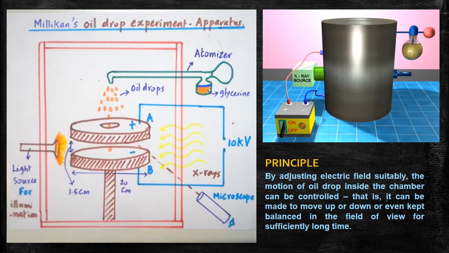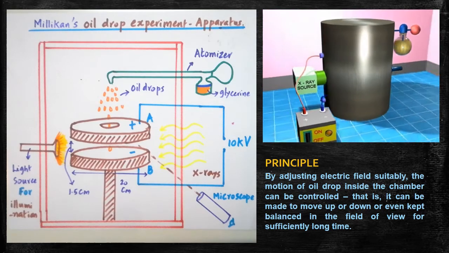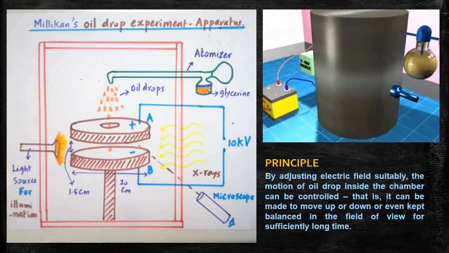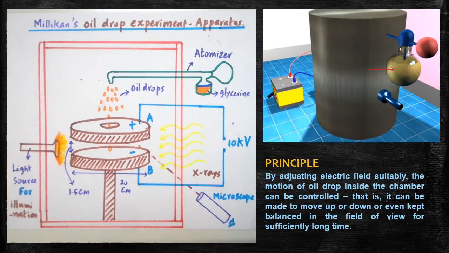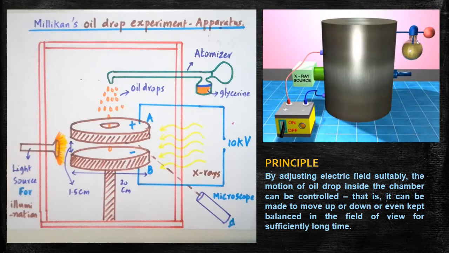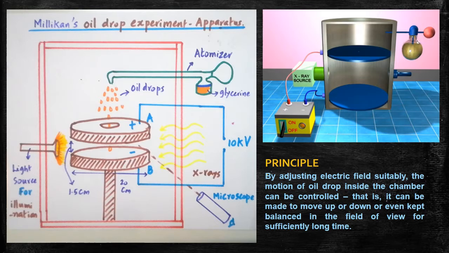A schematic of his experiment is shown here. It has an X-ray source placed over here and a high DC voltage source over here, capable of providing a potential difference ranging up to 10,000 volts. Over here is an atomizer for spraying oil into tiny droplets, and a telescope over here to view the oil drop. Now let us see what we have inside this container.